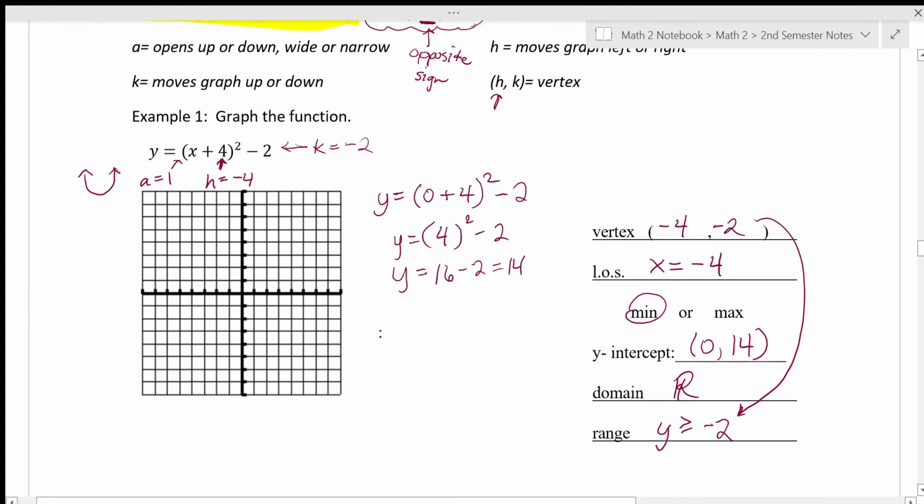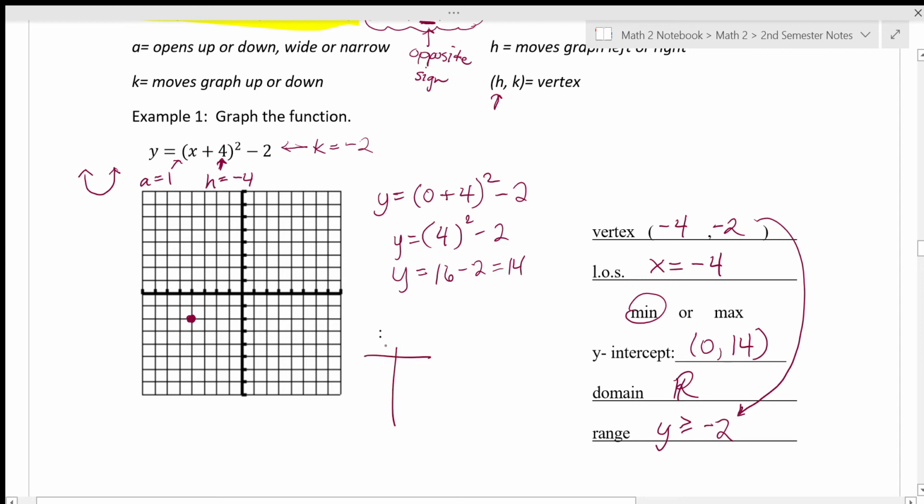Okay, so let's put all these points that we've identified on our graph. The vertex is at negative 4, negative 2: negative 4, 1, 2, 3, 4, negative 2. Our y-intercept is actually off the graph, so let's not use that. We just need another point that's next to our vertex. So our vertex is at negative 4, negative 2, and I'm just going to use negative 3 as my x value.